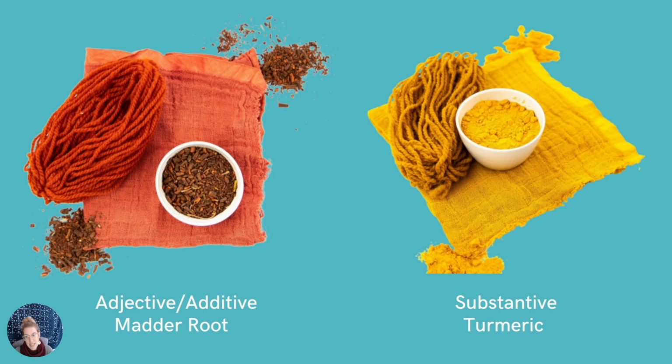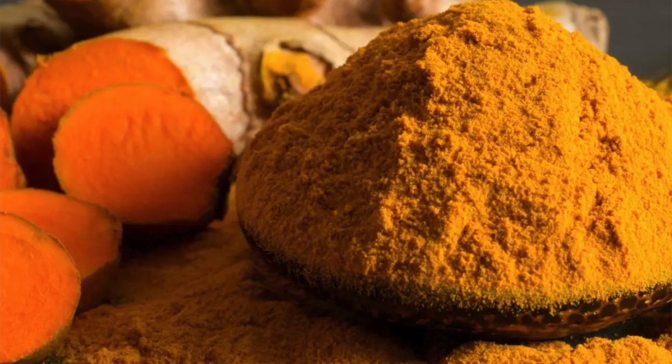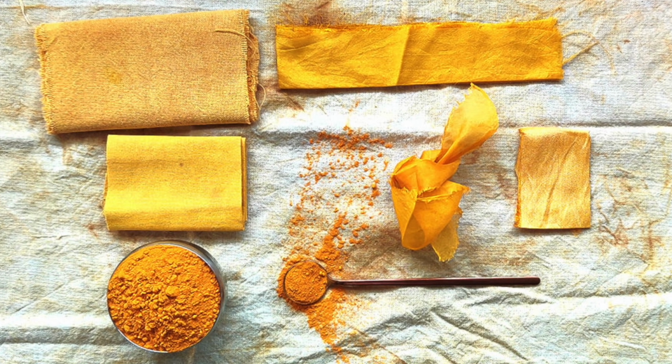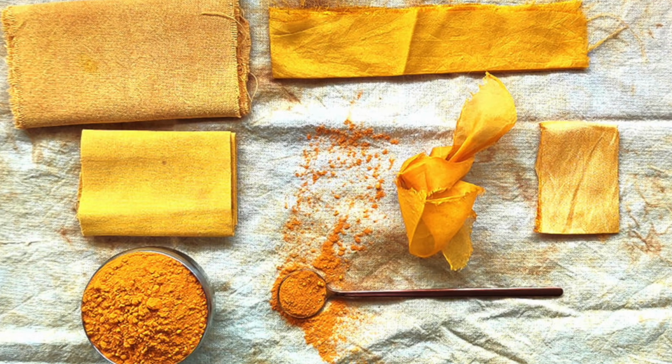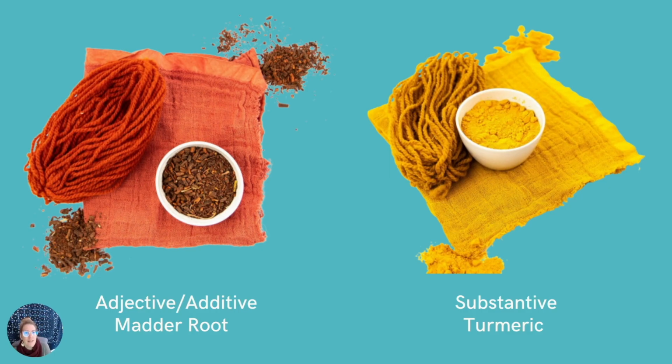Now, substantive dyes bond with the fiber without the use of an additional mordant, or they already contain a natural mordant like a tannin. Turmeric is an example of a substantive dye. Turmeric is also a great natural dye to begin with. It produces a warm gold color on undyed natural cotton fabrics, silk, or wool. Turmeric is also a fugitive dye, which means that it will fade over time.